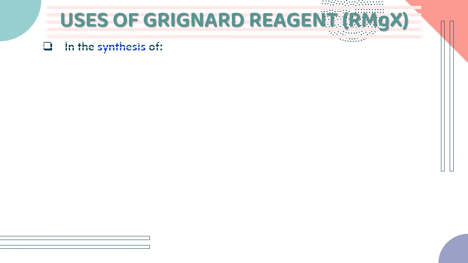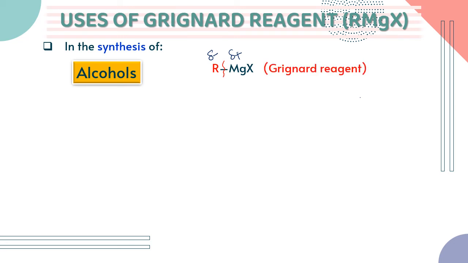Next, we're going to discuss the use of Grignard reagent in the synthesis of alcohol. By using Grignard reagent, we can get a desirable alcohol, meaning we can specifically form a primary, secondary, or tertiary alcohol. So how do we do that? This is our Grignard reagent. Let's label: this is partially negative, this is partially positive, and the bond will break over here.